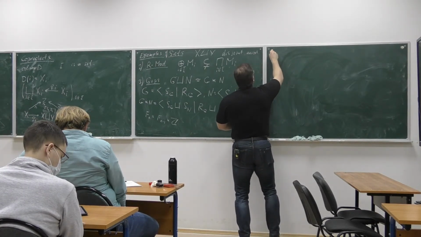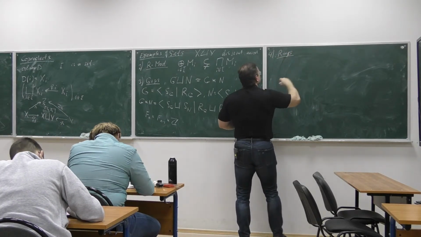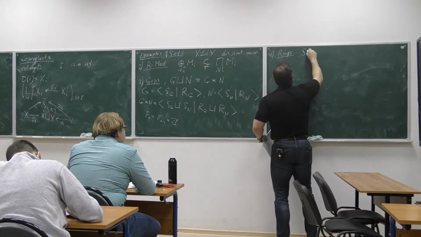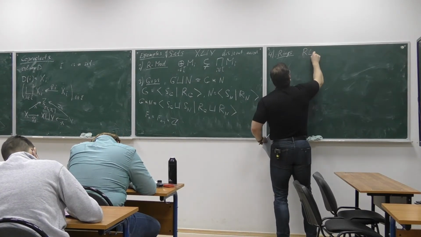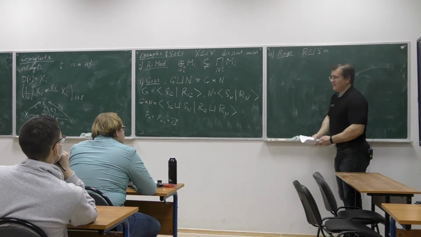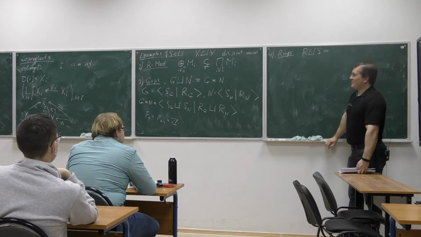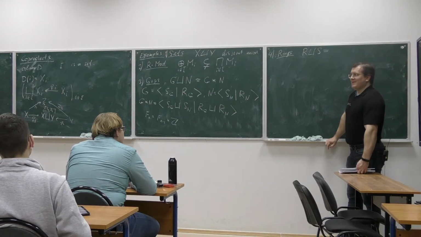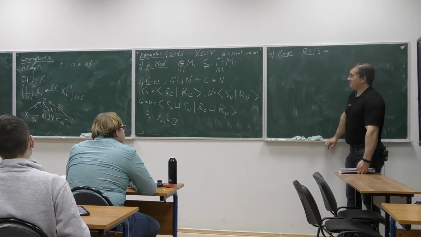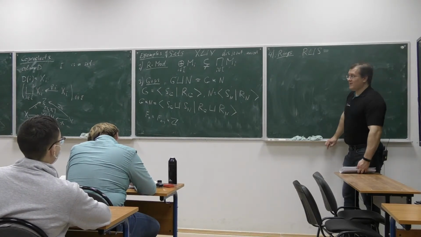Okay, 4. Rings. So what is the coproduct of the rings R and S? Some kind of cup product? I only know cup product in topology. Well, it's also something like a free product. Yeah, this is called the free product of rings.